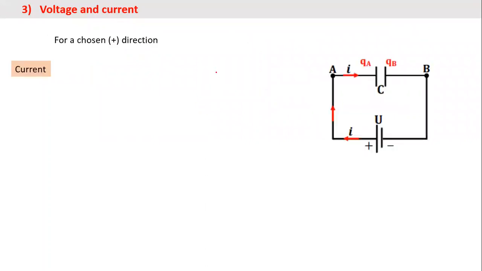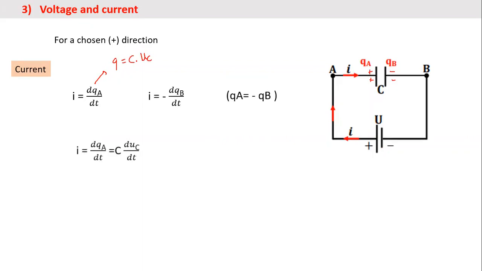Now, if we want to talk about the current in a circuit where we have a capacitor, for a chosen positive direction, in this direction where we have a dry cell, the current will be given by I equals dQ_A by dt, where here we have the positive plate and the negative plate. And we know that Q is equal to C times U_C. So this will give us, in this case, I equals C dU_C by dt.